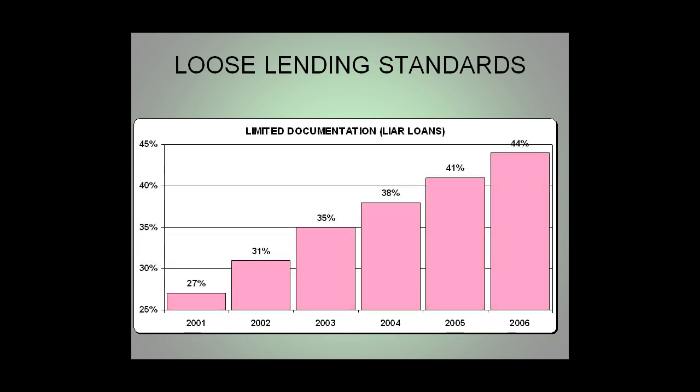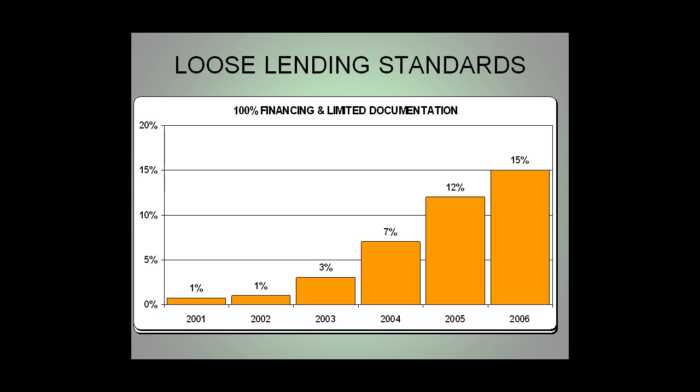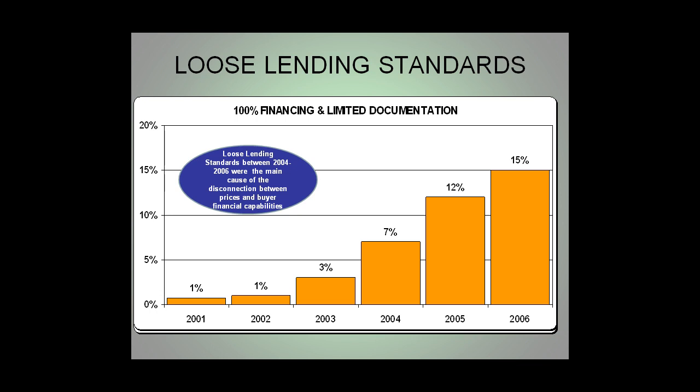Limited documentation loans, the famous liar loans we hear about quite often, went from a fairly high number, 27% in 2001, to 44% by 2006. Now couple those up and take the market volume for 100% financing and limited documentation, and you go from 1% in 2001 or 2002 to 15% in 2006. It's really this disconnect between the buyer's financial capabilities and prices that led to excessive demand and the price run-up that's got us in this problem now.